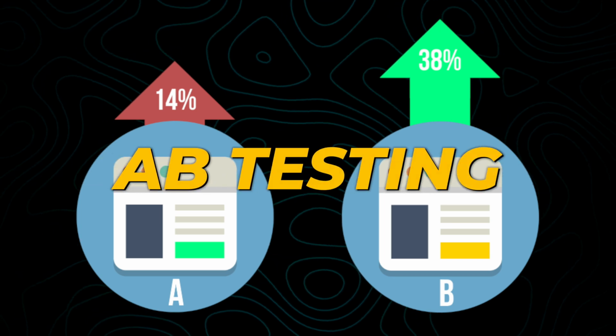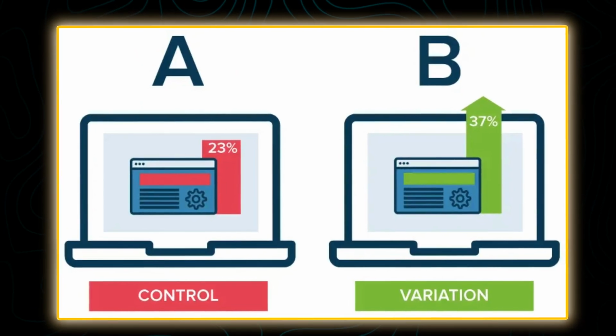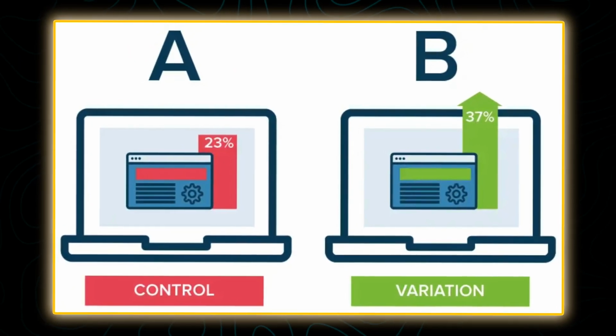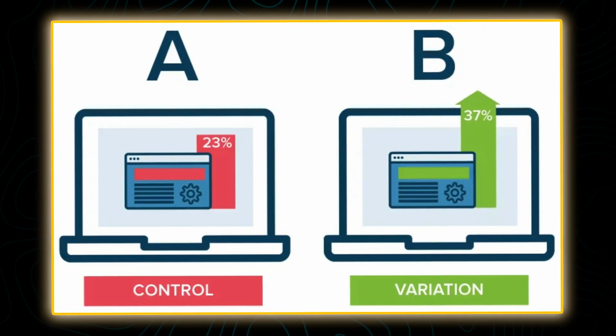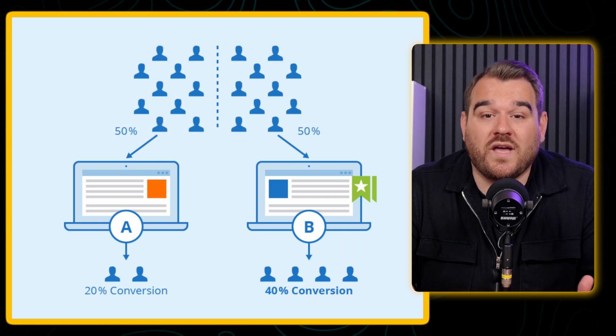So the first one is A/B testing, and this involves comparing 2 versions of a web page, email, or other marketing material to see which one performs better. So for instance, you might test 2 different subject lines for an email to see which one gets more opens.